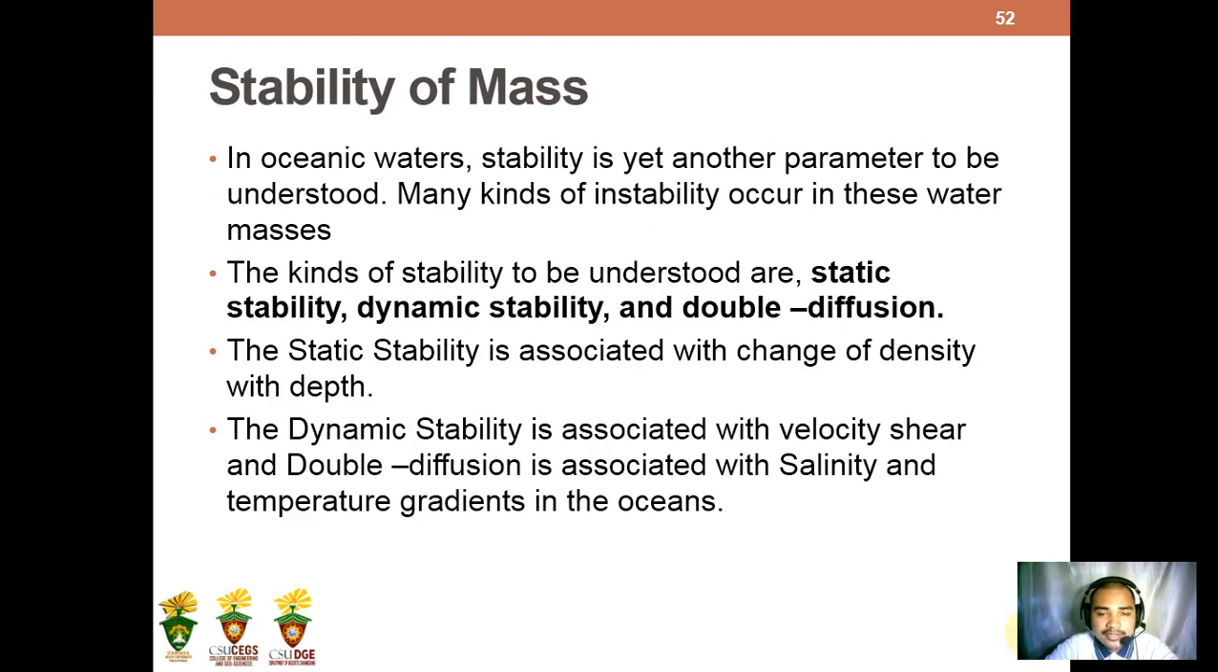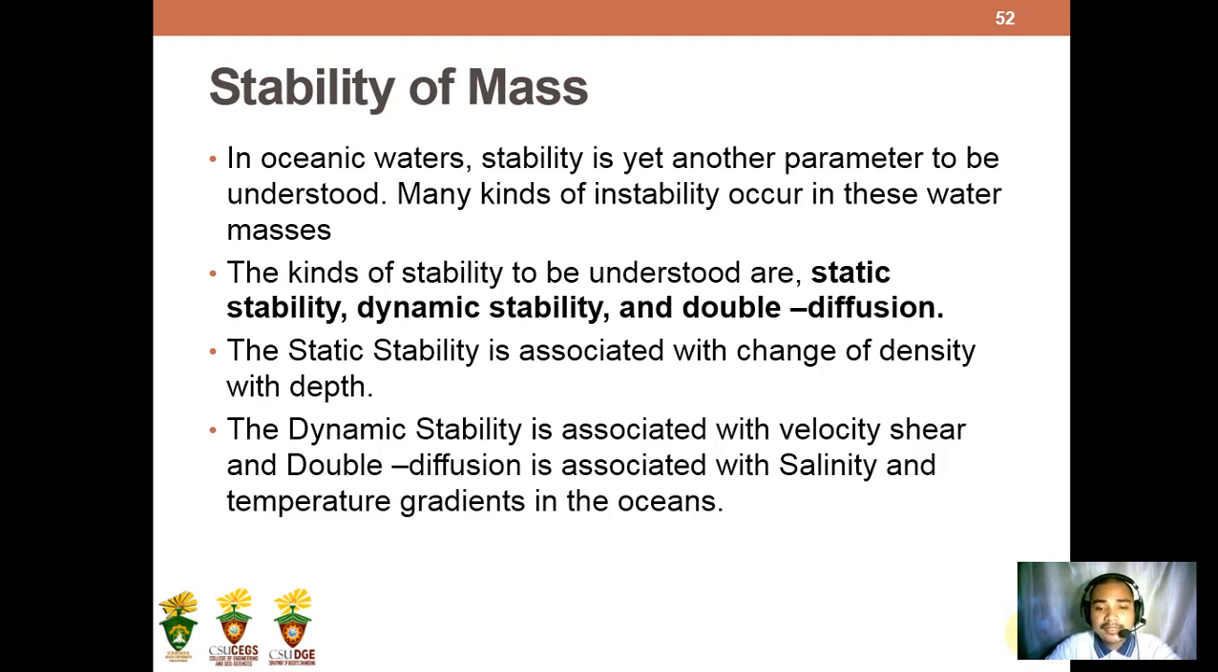Then let's proceed to the stability of the mass. In oceanic waters, stability is yet another parameter to be understood. There are many kinds of instability that occur in these water masses. These kinds of stability include static stability, dynamic stability, and double diffusion. So these kinds of stability are essential to be understood in studying physical oceanography.